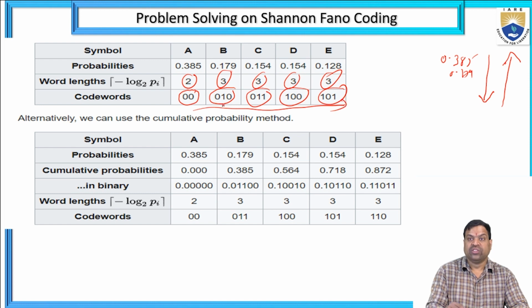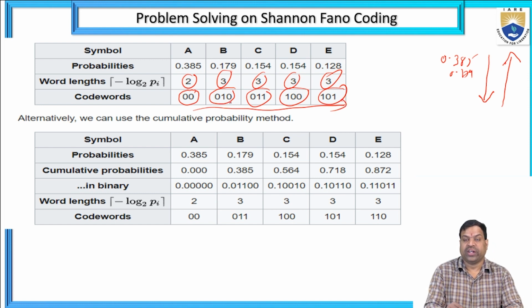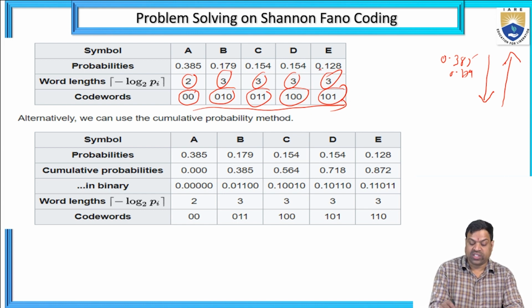00, 010. After that, what are you getting? 011, 100, 101. So the code words are increasing here, while the probability values are decreasing here.